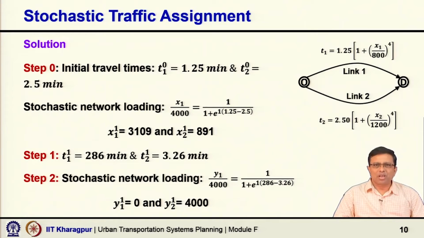Obviously, the auxiliary flow will go all to T2, that is what is done. So, y1 is 0 in this iteration and y2 is 4000, because T1 and T2 are like this.